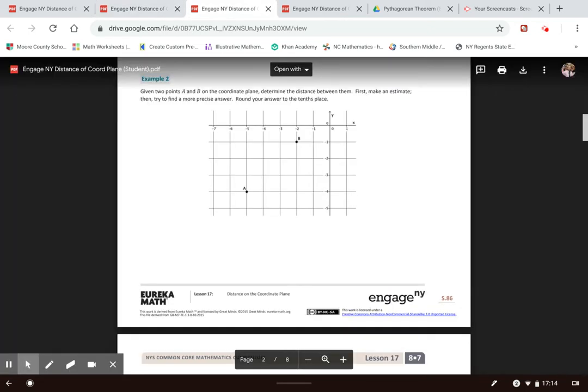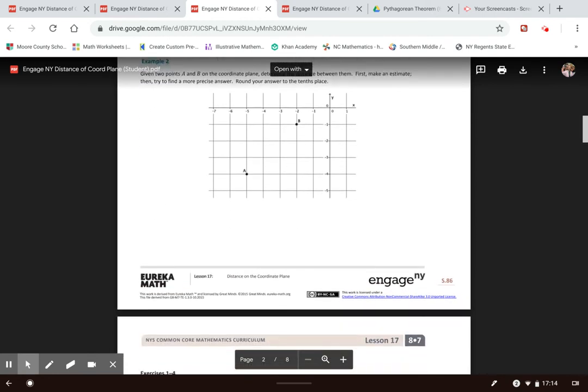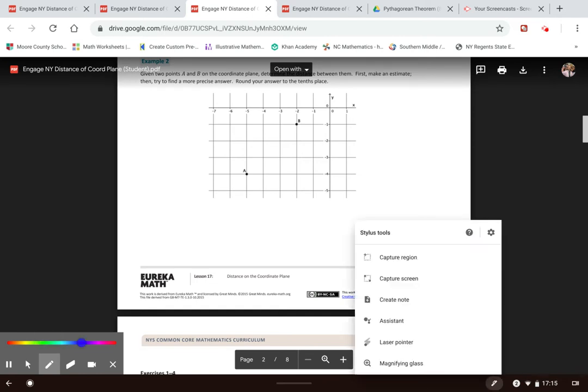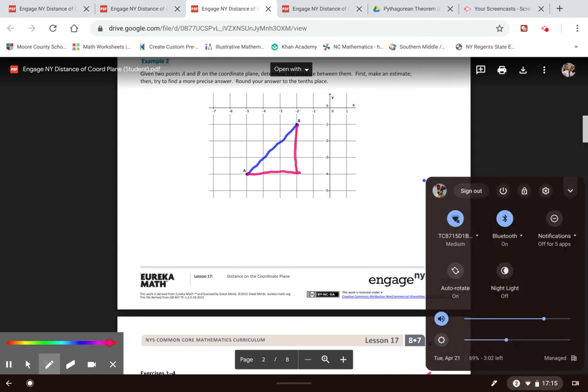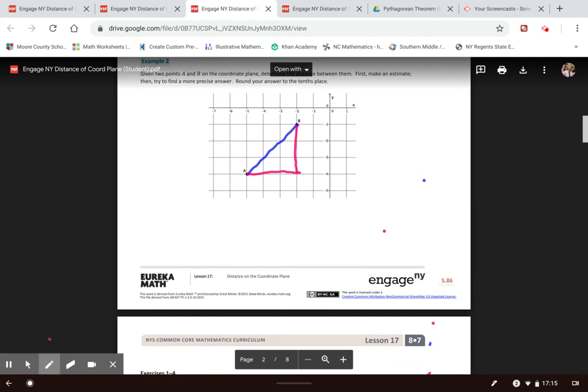All right, so let's go then to our second example here. And we're going to do the same thing. So I'm looking for, again, my diagonal length, that length from point A to point B. So what I need to do then is draw my right triangle so I can use my Pythagorean theorem. So when I do that, I have a right triangle with A, B, and C.